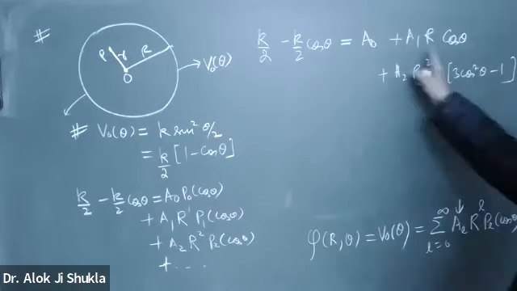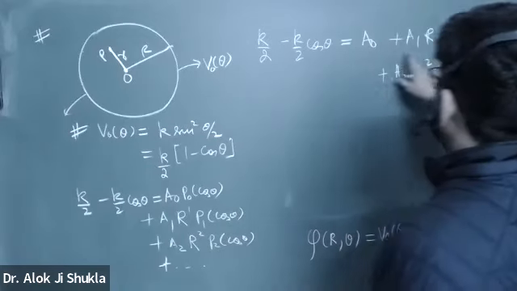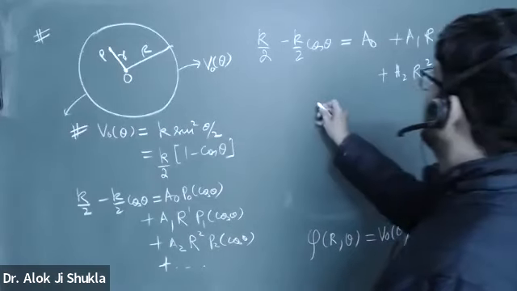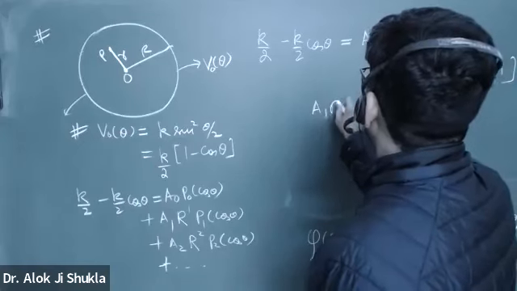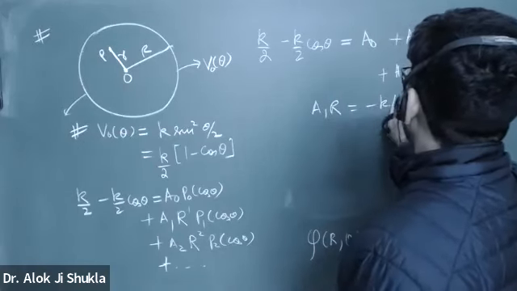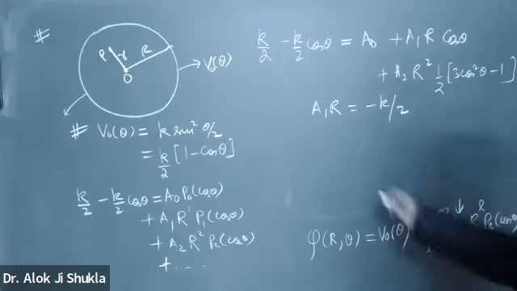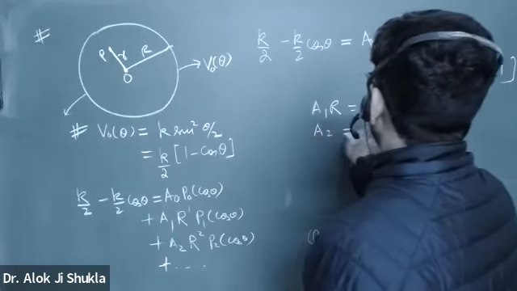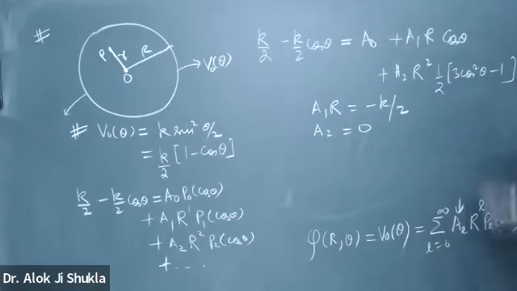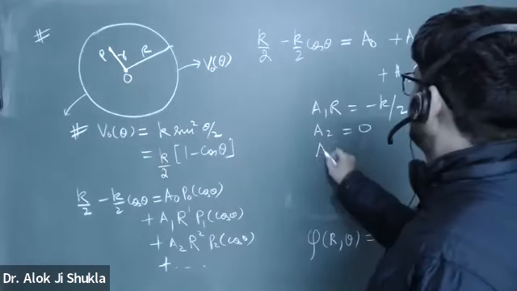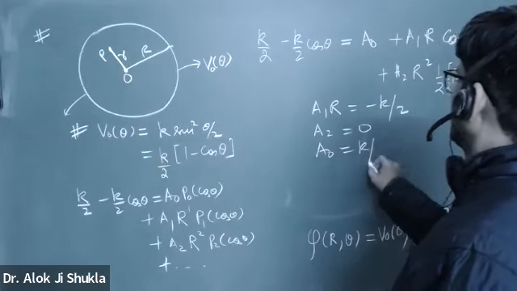Compare the coefficients. Constant will be compared from constant. So what will be A1? पहले बताओ, A1R क्या होगा? Minus K by 2. A2? 0. इसके आगे के सारे 0 हो जाएंगे ना. A3, A4, and A0 is K by 2.